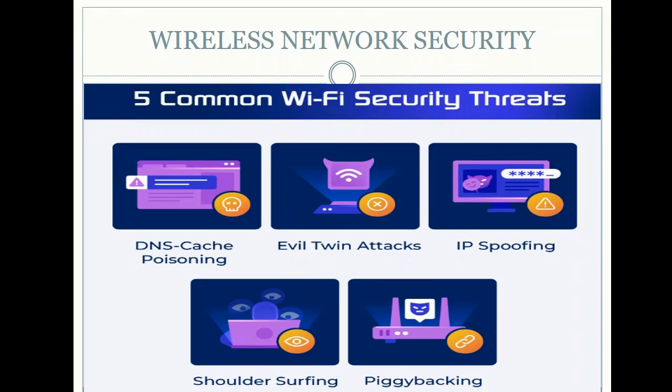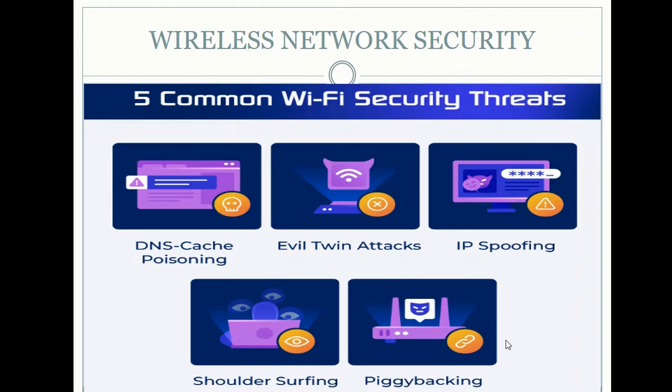And the next one is evil twin attacks. Evil twin attacks exploit public Wi-Fi flaws by impersonating legitimate networks. And the third one is IP spoofing. IP spoofing happens when an attacker replaces a packet's original IP address with a fake one. So it looks like an actual original IP address, but it is not. That is called the IP spoofing concept.